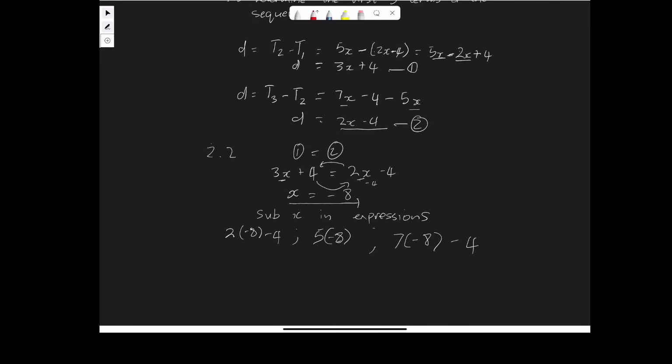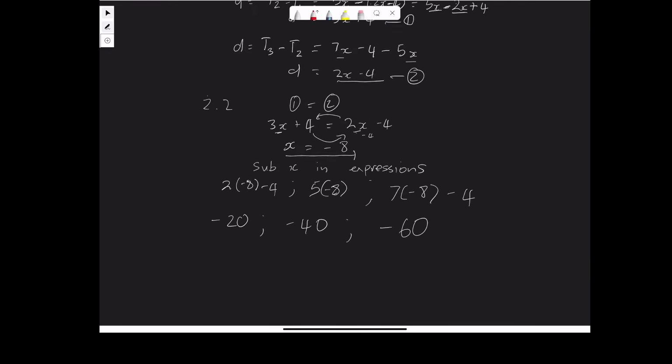So that's minus 16 minus 4. I've got minus 20 for the first one. In the second one I've got 5 times negative 8. Okay, and I've got minus 40. And in the third one I've got 7 times negative 8 and minus 4, so that's going to be minus 56 minus 4, and that would simply give me minus 60. Okay, and so that's my sequence.